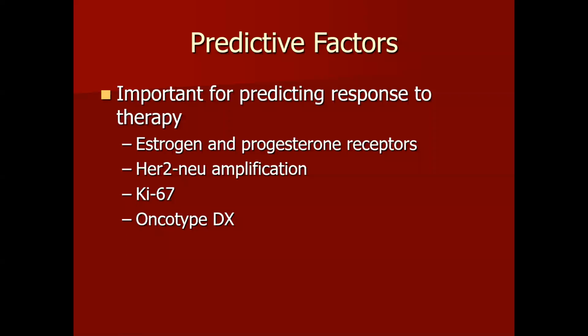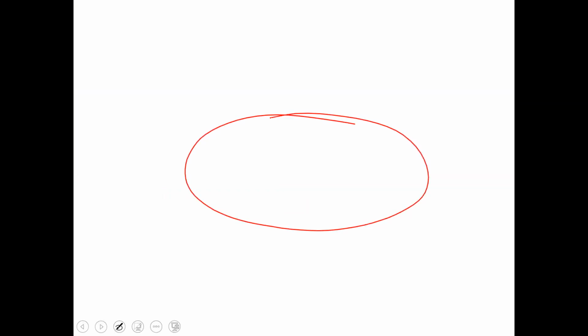All right, so the way that you're going to assess margins, let's say here, this is a specimen. So the way the margins are going to be assessed is that we're going to take the specimen, we're going to ink it. We usually ink it 6 colors.